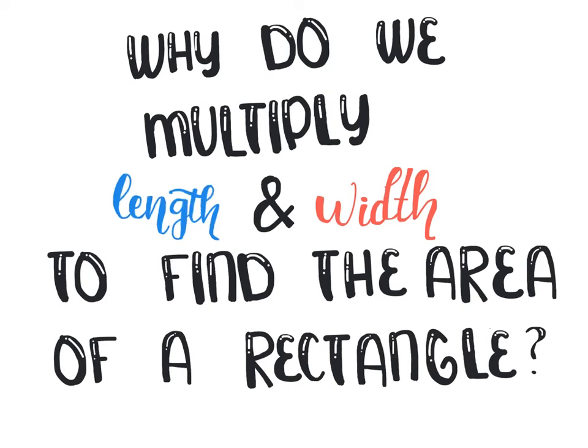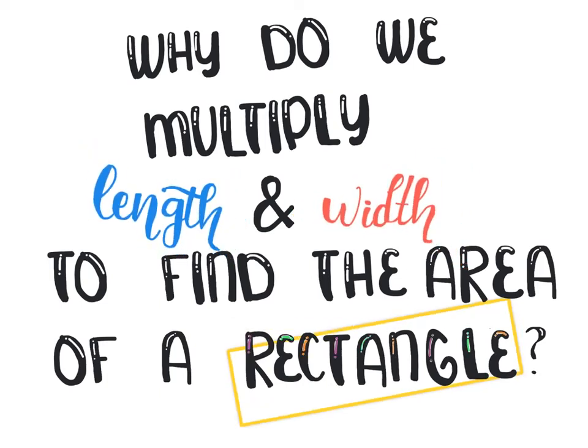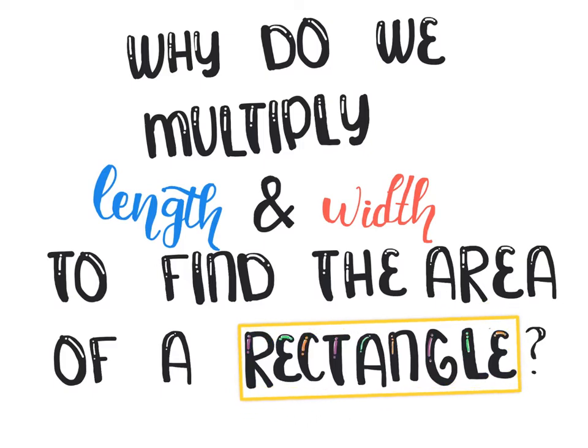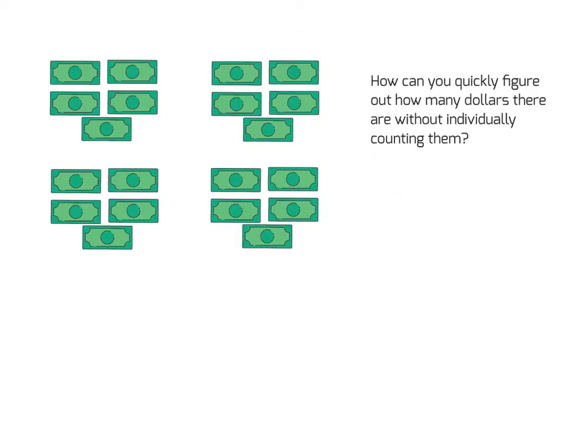Why do we multiply length and width to find the area of a rectangle? How can you quickly figure out how many dollars there are without individually counting them? By using multiplication.